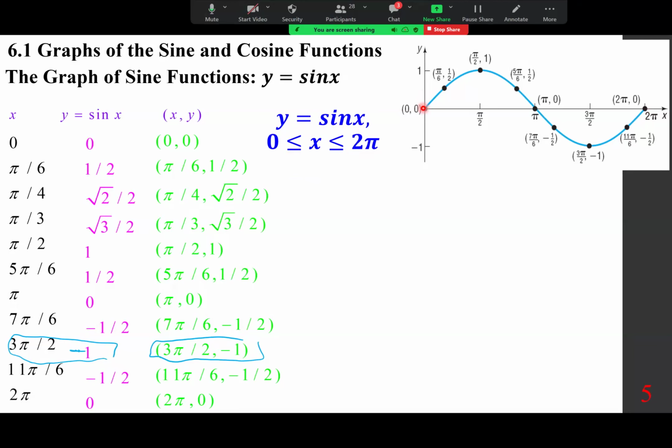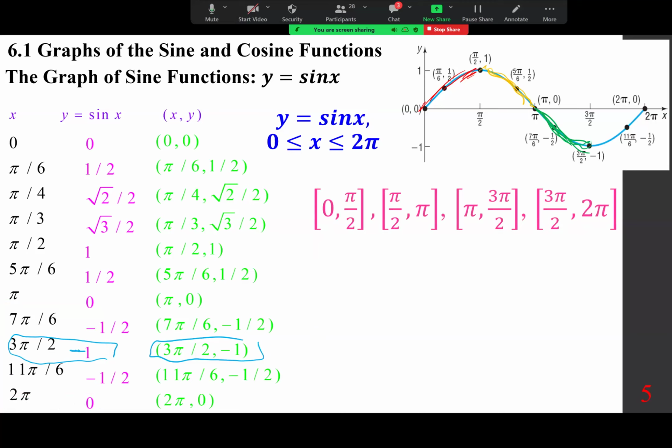We notice there are 1, 2, 3, and 4 arcs. Think about this one as one arc from 0 to pi over 2. This is the second arc from pi over 2 to pi. Third arc from pi to 3 pi over 2. And the blue one, the last one, from 3 pi over 2 to 2 pi. So this is one way to look at it.